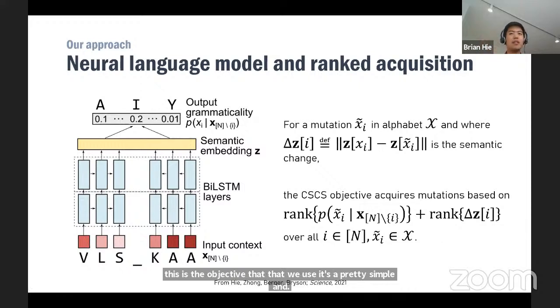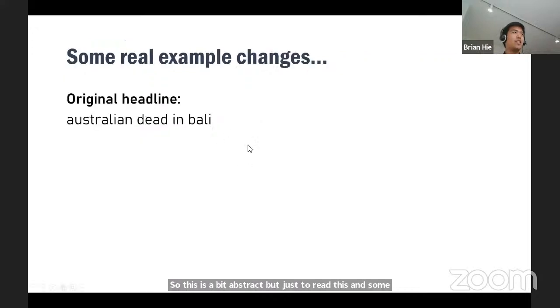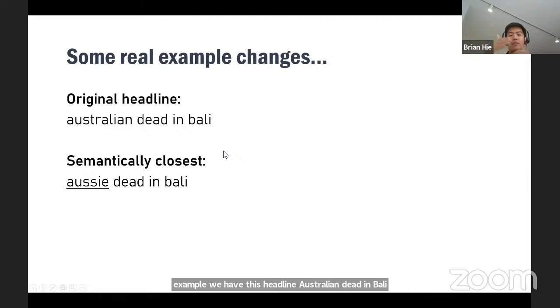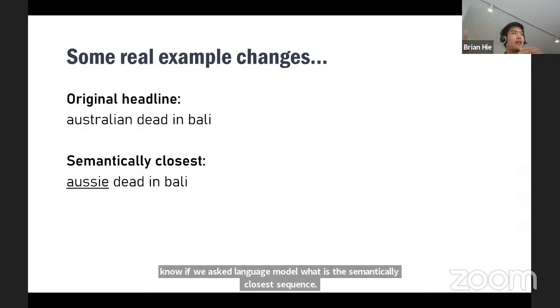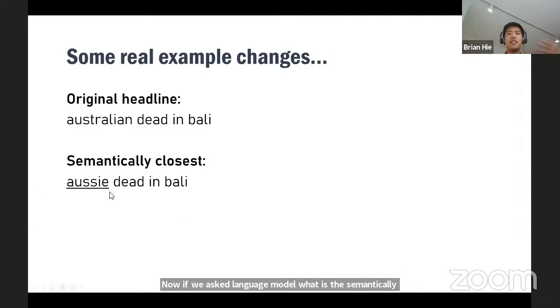So this is a bit abstract, but just to root this in some intuition, we actually trained a language model on news headlines. It's a word-level language model. And so here are some real CSCS changes. For example, we have this headline, "Australian dead in Bali." Now, if we ask the language model what is the semantically closest sequence that's just one word away, we get this mutation: "Aussie dead in Bali."